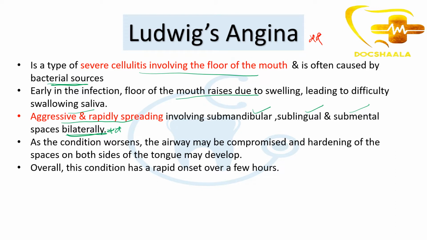As the condition worsens, what happens? The airway may be compromised and hardening of the spaces on both sides of the tongue may develop. Overall, this condition has a rapid onset over a few hours.